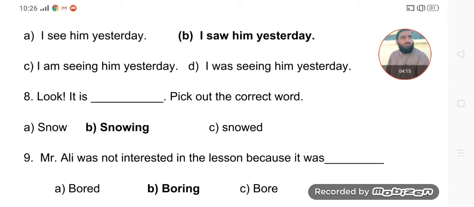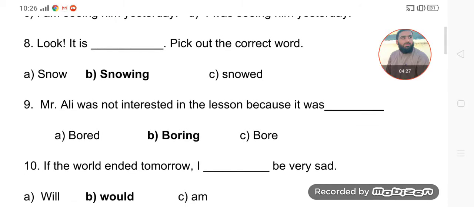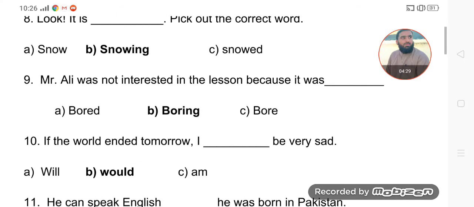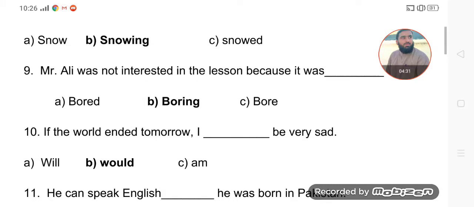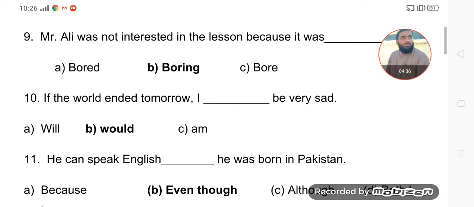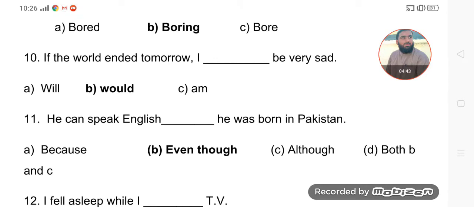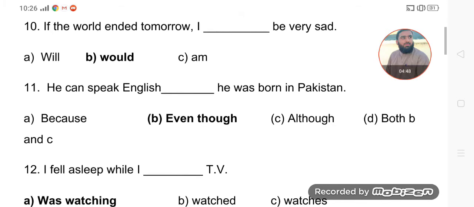Look, it is dash. Pick out the correct word. Look, it is snowing. Look, it is snowing, theek hai? Yahan par ye compliment hai. Mr. Ali was not interested in the lesson because it was dash. It was boring. It was boring. If the world ended tomorrow, I dash be very sad. I would be very sad. Ye conditional sentences hain, theek hai? Ye hum inshallah next lecture mein discuss karenge, theek hai?